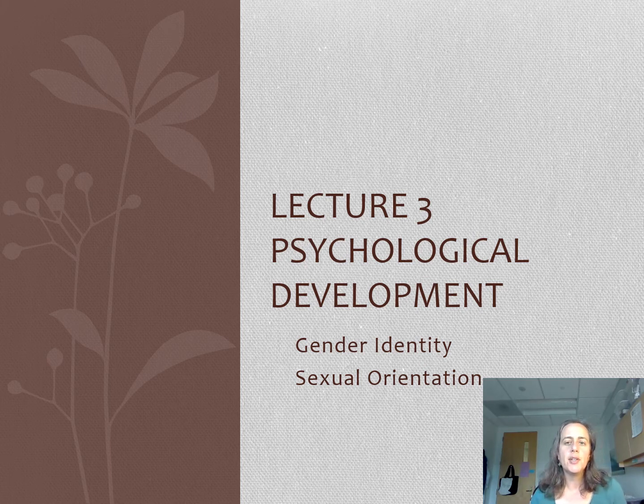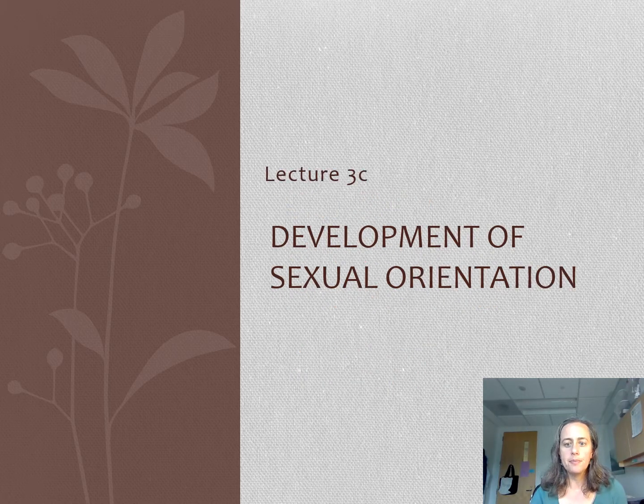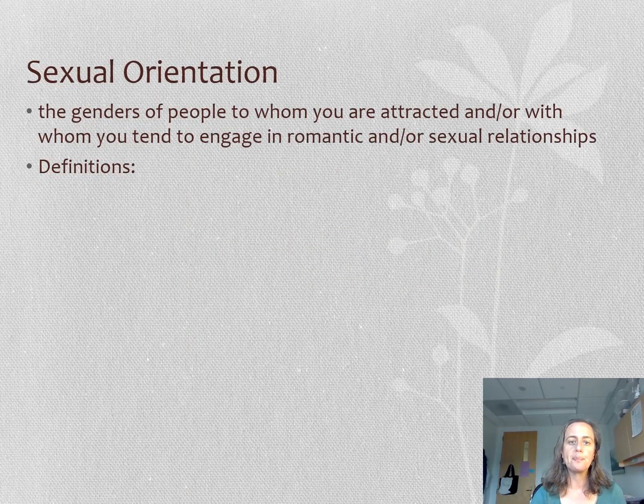Okay, so we're moving on to our last section of lecture 3, which is sexual orientation. How does that develop, where does that come from, and what's our understanding of it? Your sexual orientation is the genders of people to whom you are attracted and/or with whom you tend to be romantically interested in or form sexual relationships with, right?